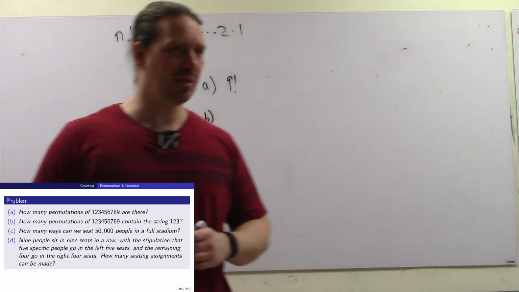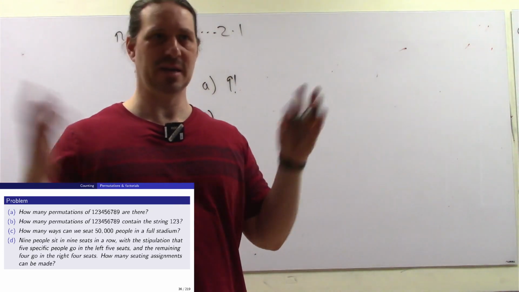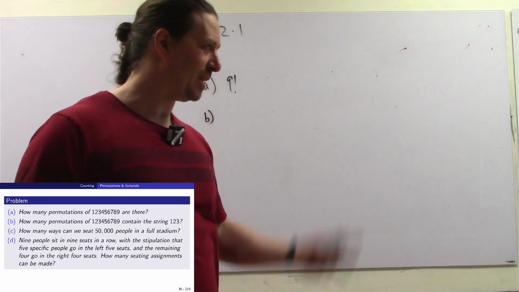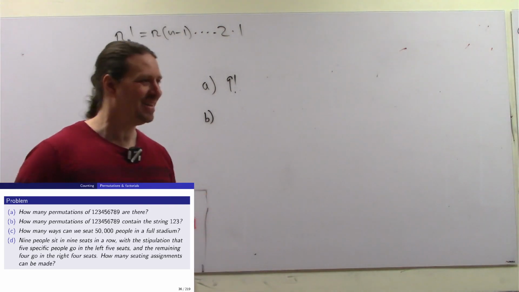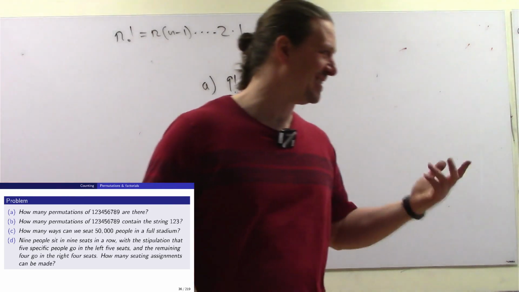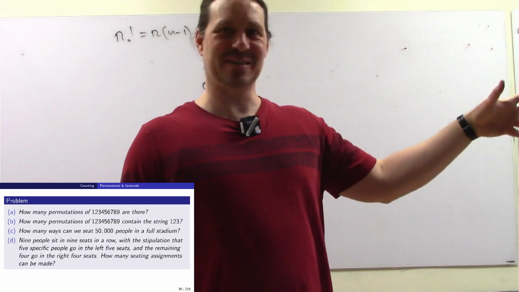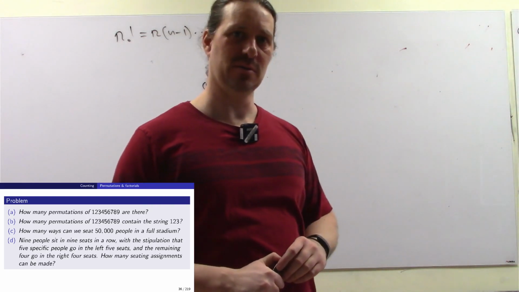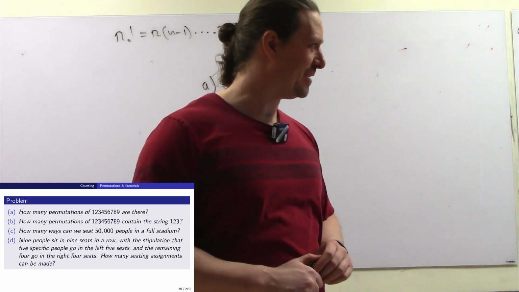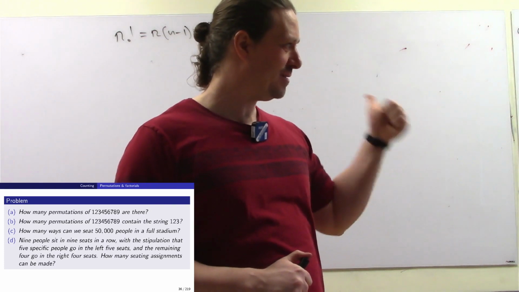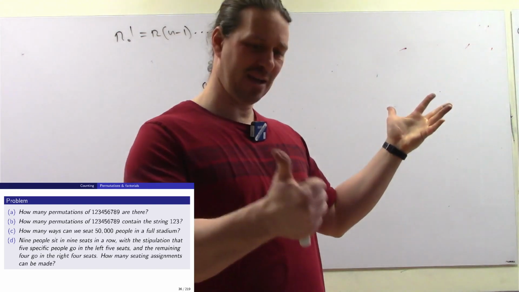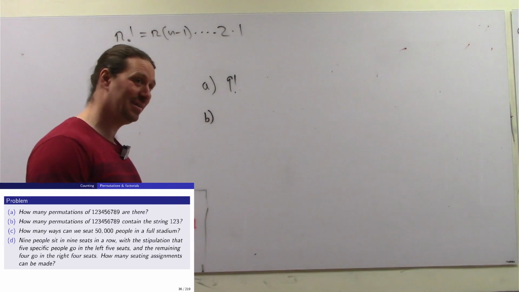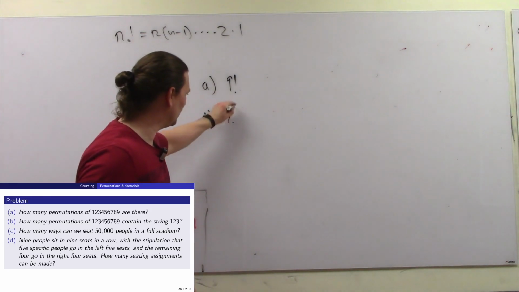We're just going to pretend that 1, 2, 3 is its own number. Just pretend it's some special symbol. So if that's its own symbol, how many letters do we have to work with in this permutation? We have 1, 2, 3, and then 4, 5, 6, 7, 8, 9. That's 7. So the answer should be 7 factorial, right?